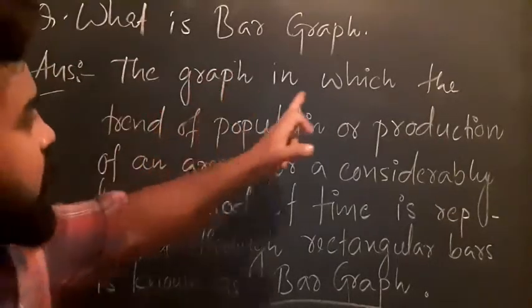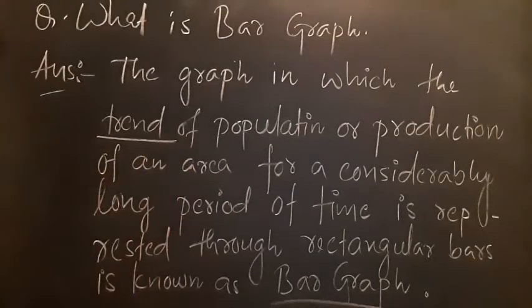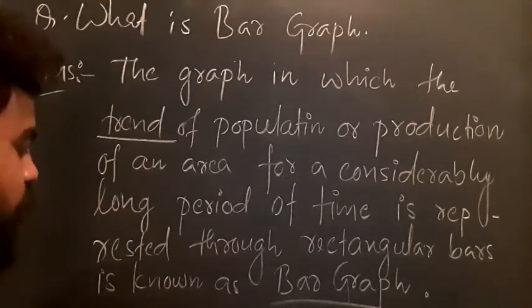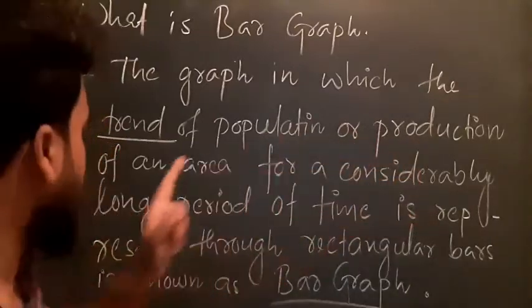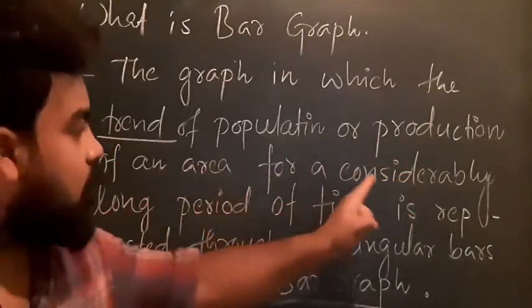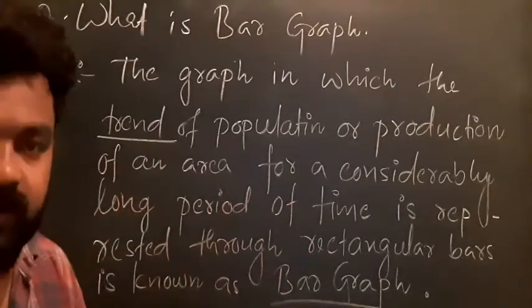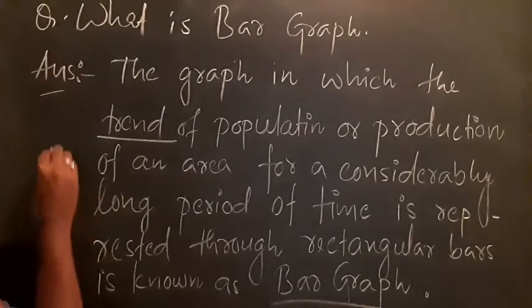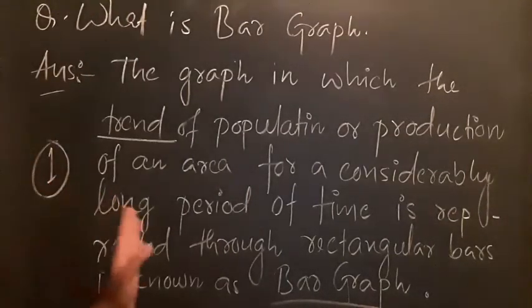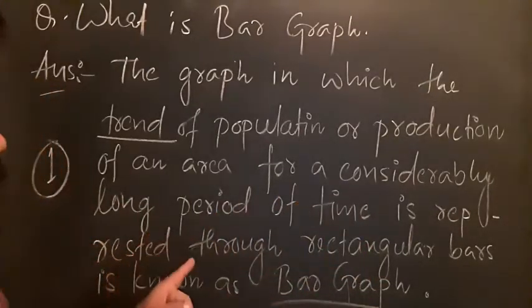The graph in which the trend of population, you have to remember this word trend, trend of population or production of an area for a considerably long period of time. Long period does not mean 30 years or 40 years, just a long period, or 2 months, 3 months, or 1 year. We can consider 1 year also.